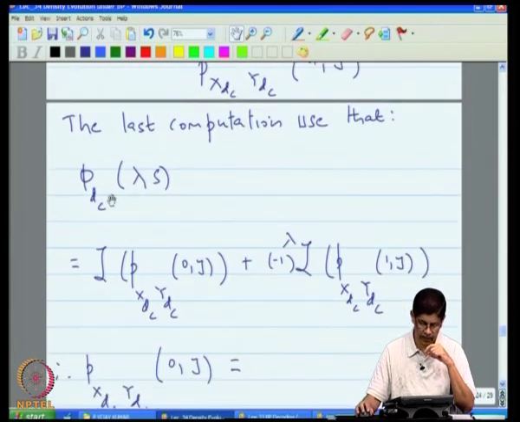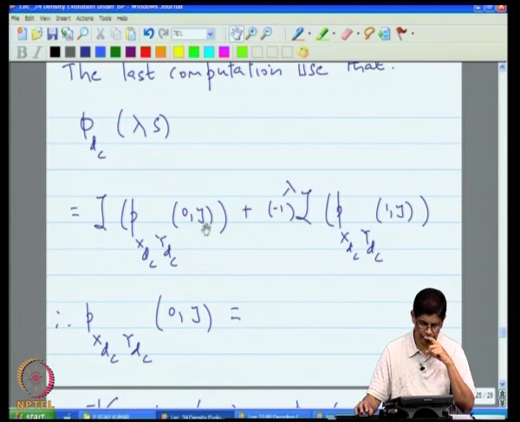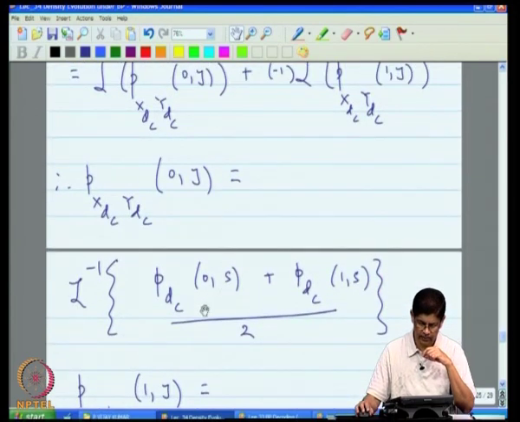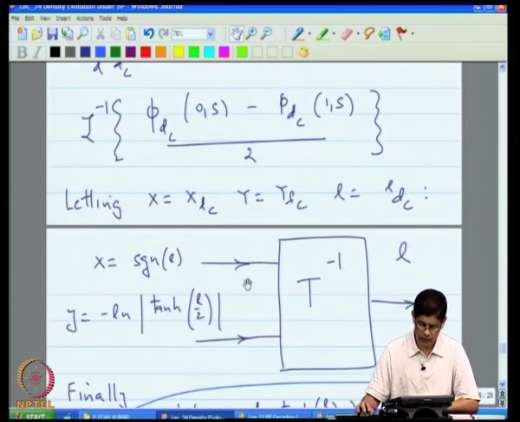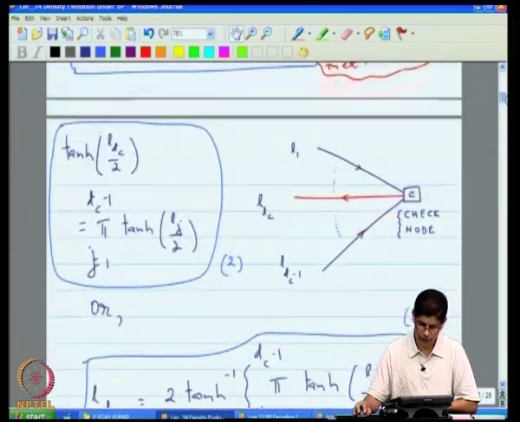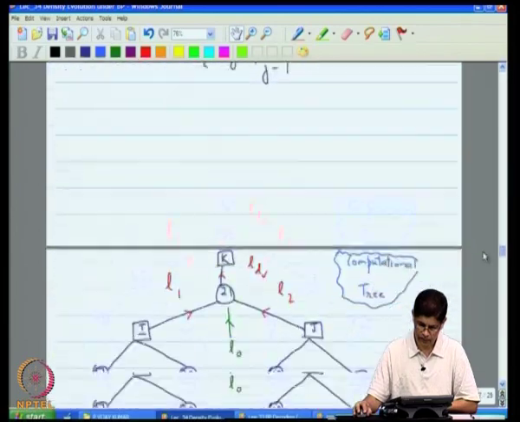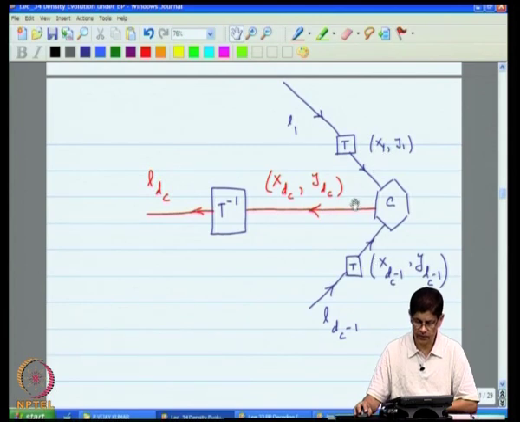So how do you actually go backwards? Well, if you are given the joint characteristic function, then you are given this expression over here. You evaluate this for lambda equal to 0 and 1, and in terms of these transforms you can show that you can recover p_{x_dc,y_dc}(0,y) by taking the Laplace inverse of the sum divided by 2, and p_{x_dc,y_dc}(1,y) by taking the Laplace inverse of the difference. So now we know how to go from a density function here to the density function here using the joint characteristic function. It remains to go across this transformation.